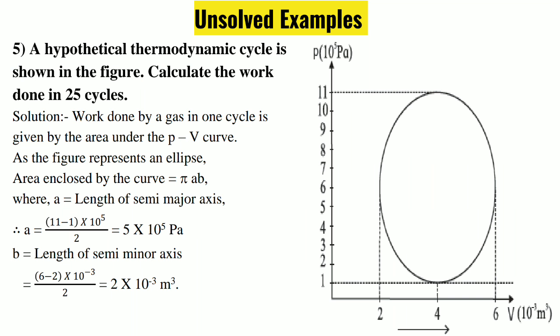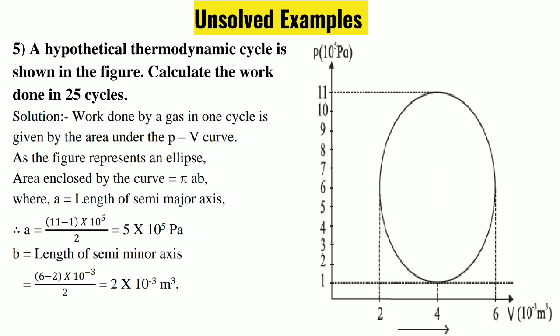Next one. A hypothetical thermodynamic cycle is shown in the figure. This is a hypothetical thermodynamic system. This is not a circle, but it is an ellipse. Okay. Now we have to calculate the work done in 25 cycles. This it is moving in the form of an ellipse, and it is moving 25 times. So we have to find out how much work has been done in this case.